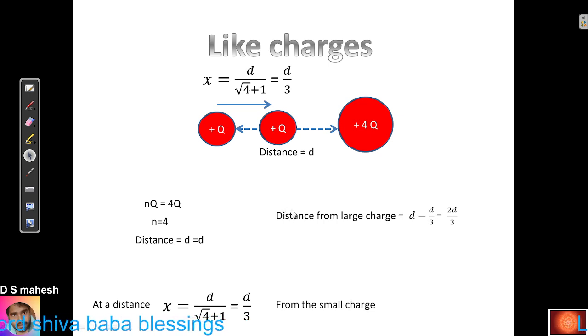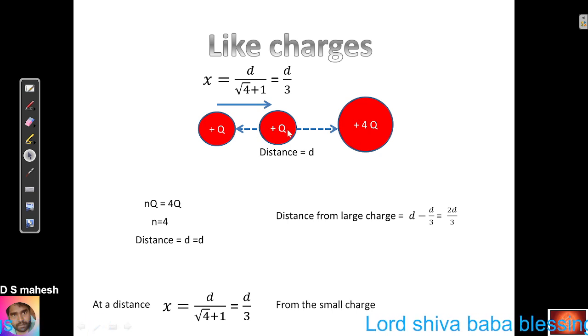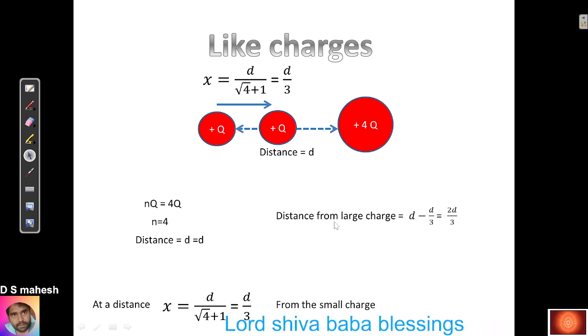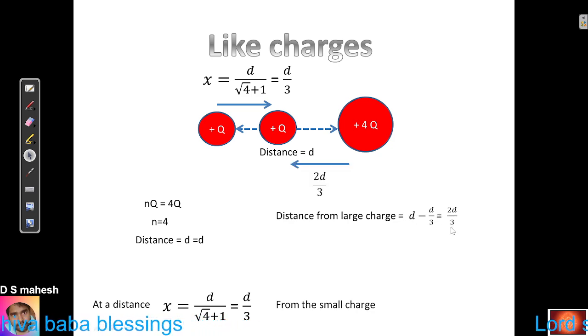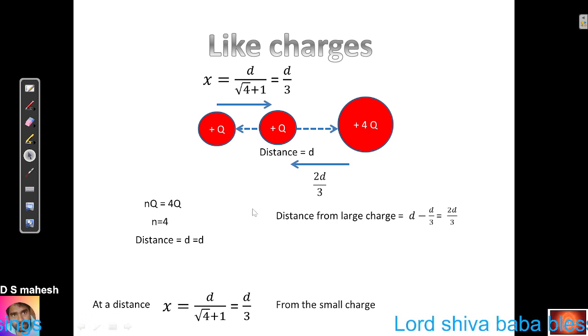If you are asked to find the distance from the bigger charge, what you can do is take the total distance between the two charges and subtract this distance, which gives you the distance from the large charge. It is nothing but d minus d by 3, so that will be 2d by 3. So this is the distance from the biggest charge. I hope you understood this.